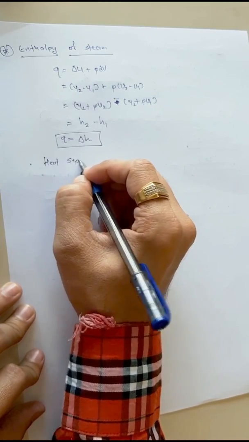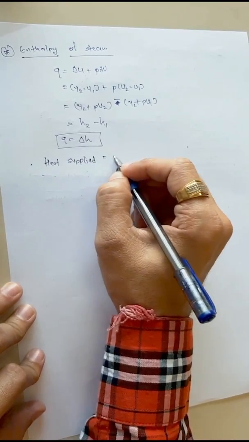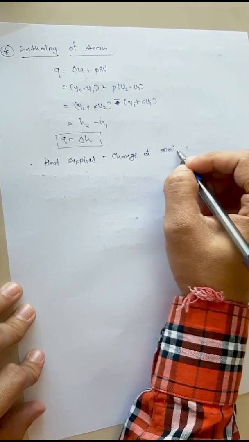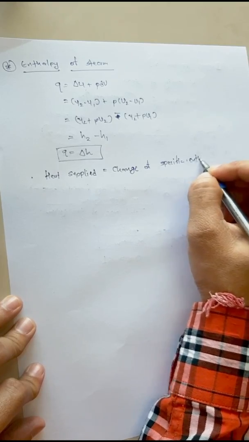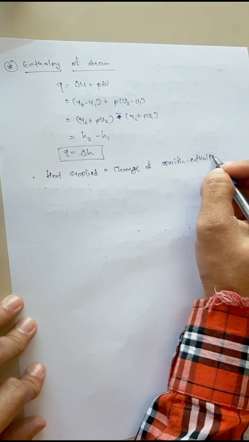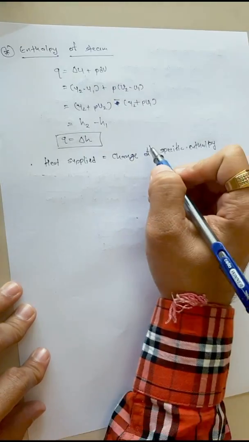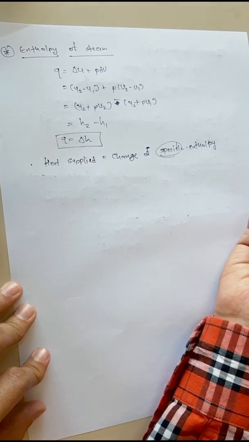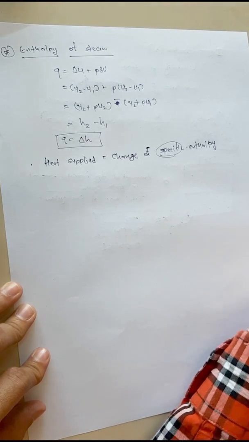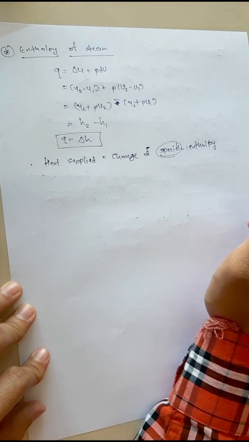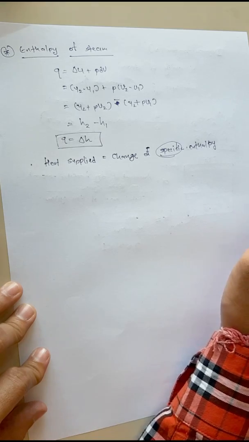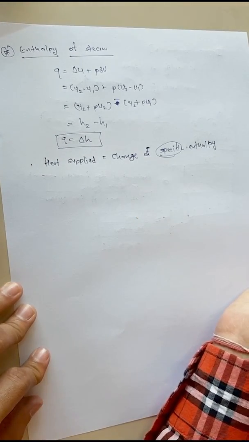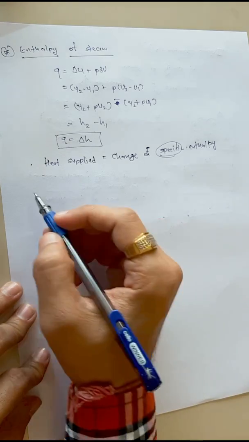Heat supplied is equal to change of specific enthalpy. Keep in mind, I am using the word specific enthalpy. Specific means per unit mass. In steam formation, we have considered a mass of 1 kg only. So that is why I am using the word specific enthalpy.